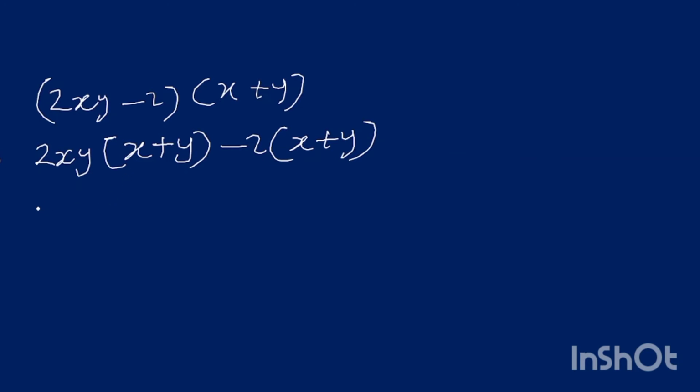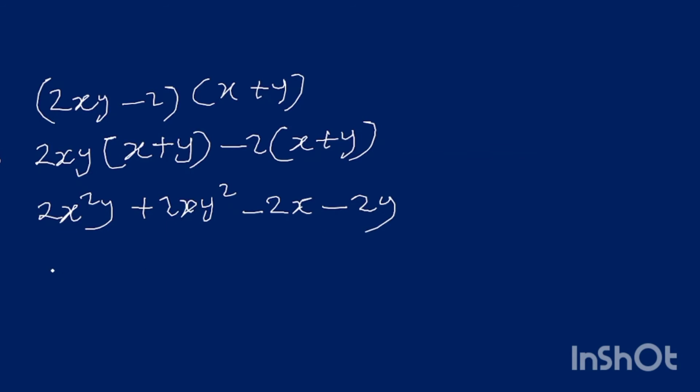2xy multiplied by x will give me 2x square y. 2xy multiplied by y will give me 2xy square. Minus 2 multiplied by x will give me minus 2x. Minus 2 multiplied by y will give me minus 2y. Do we have like terms? This is x square y, this is xy square. No. So this is the answer. So that is for this. So we are going into what is called powers.